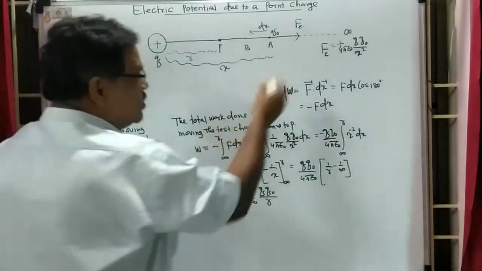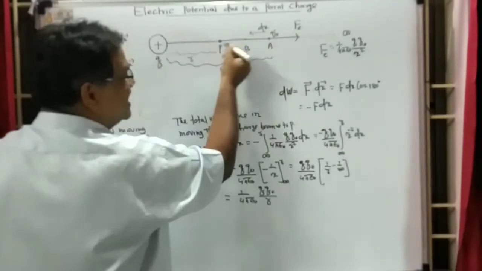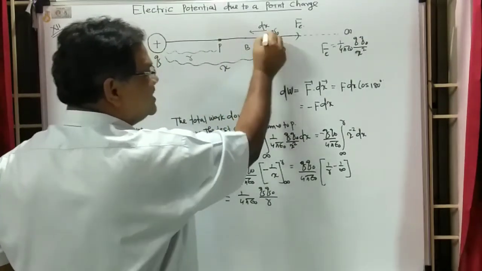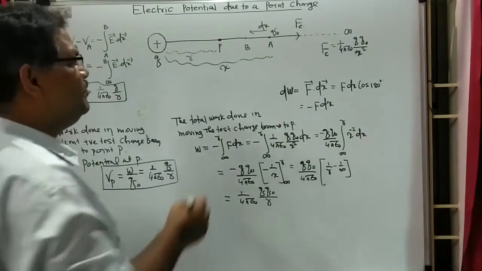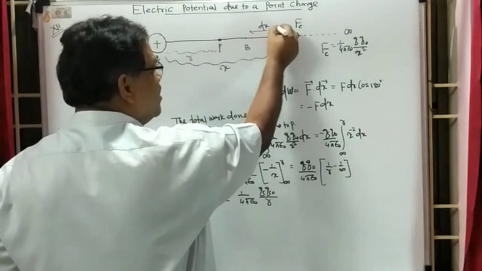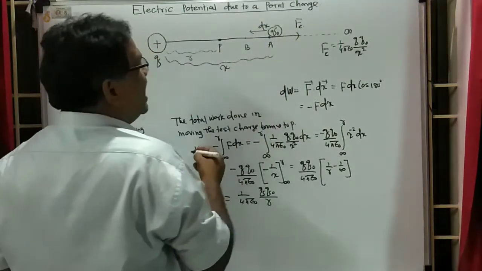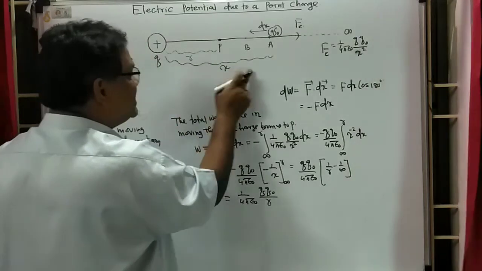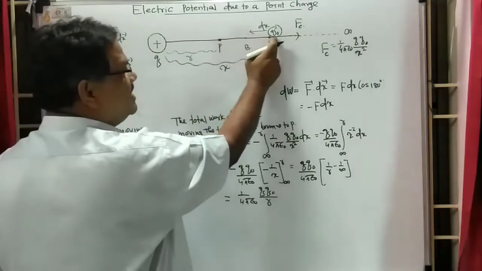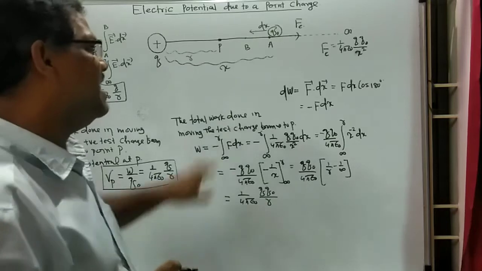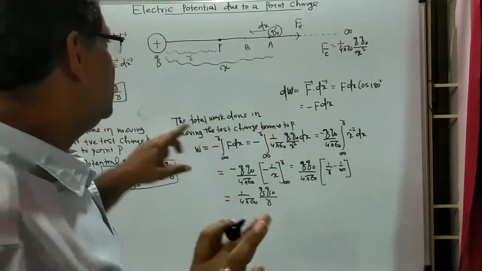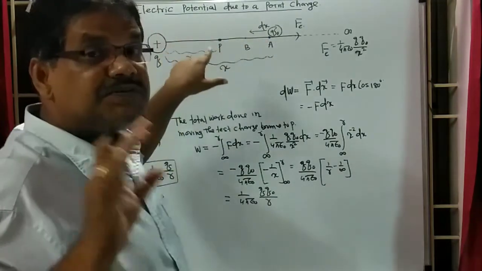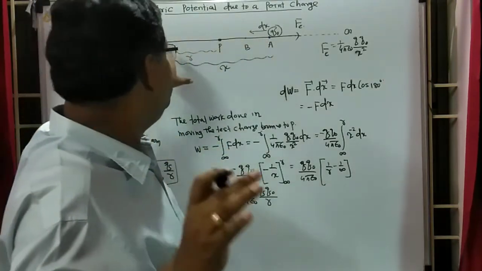Now suppose that when you are bringing the test charge, you consider point A. At point A the test charge Q naught is kept at a distance x from the source charge. You just keep it here, Q naught. So what will be the force acting on this? What will be the Coulomb's force between these two, the repulsion between them?